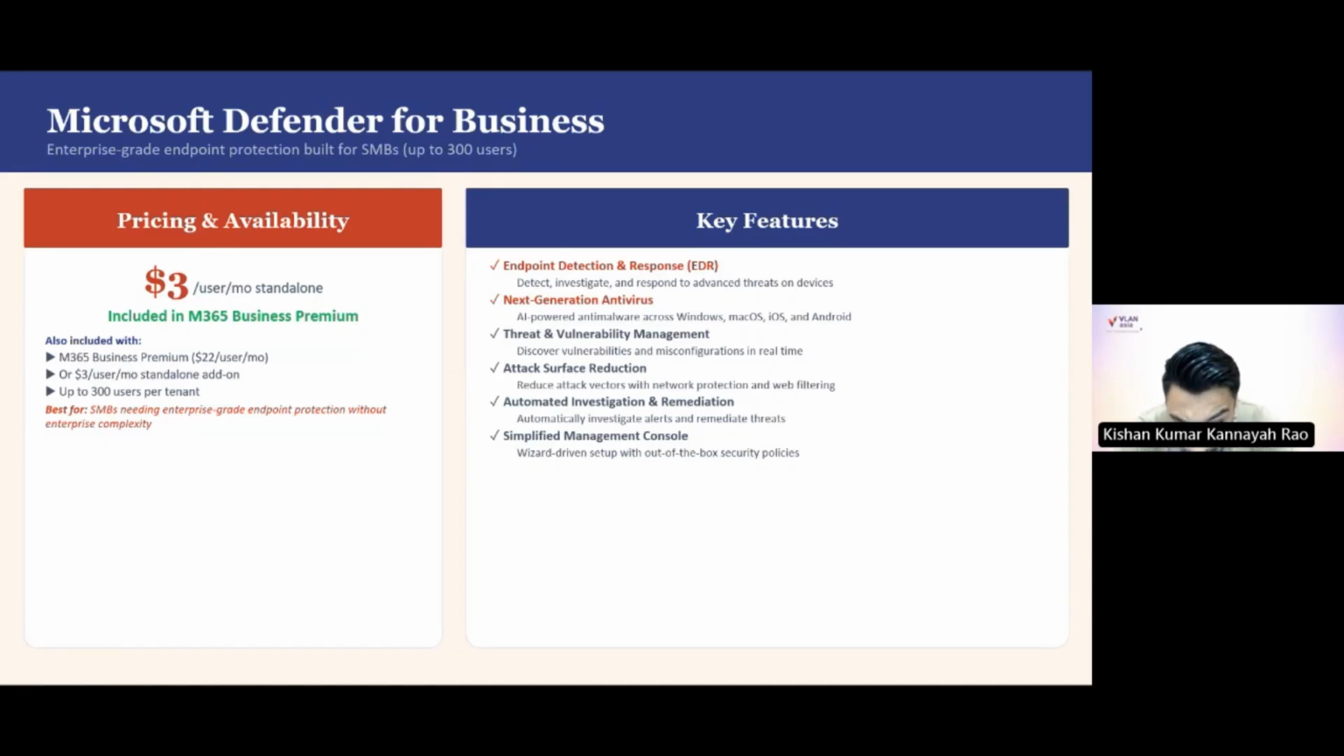Other than that, we have next generation antivirus, which is AI-powered anti-malware across your Windows, Mac, iOS, and Android. So you can actually use this license on multiple devices, right? We have threat and vulnerability management, so your admins get a dashboard where they can manage all the threats and vulnerabilities they found. Then attack surface reduction, where they reduce attack vectors with network protection and web filtering. So you can set up some filtering to protect against web-based attacks.